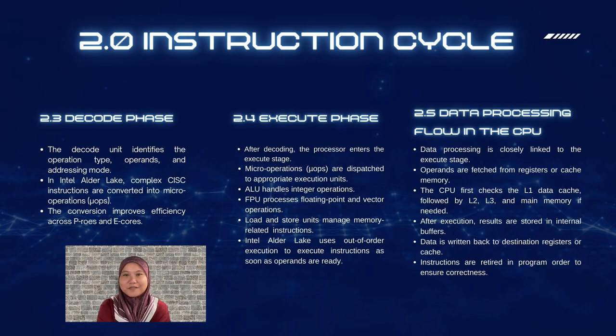The data processing flow within the CPU is tightly integrated with the execute phase to ensure efficient access to operands and timely delivery of results. When an instruction requires data, operands are retrieved either directly from registers or through the cache hierarchy, beginning with the L1 data cache for faster access. If the required data is not found in L1, the request proceeds to lower cache levels such as L2 and L3, and ultimately to main memory if necessary.